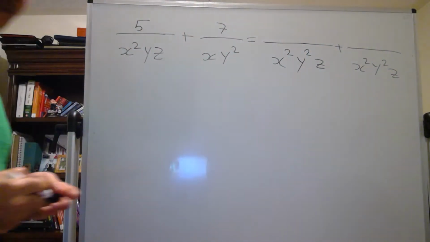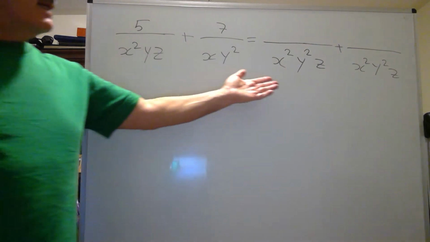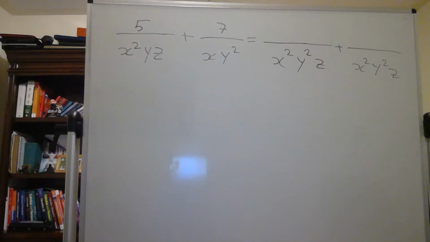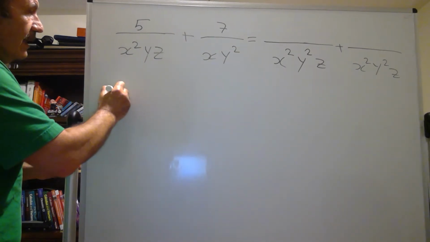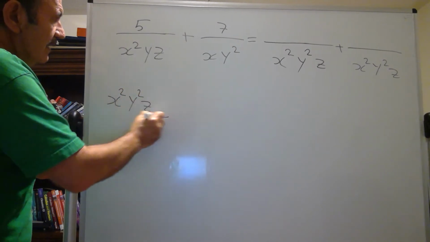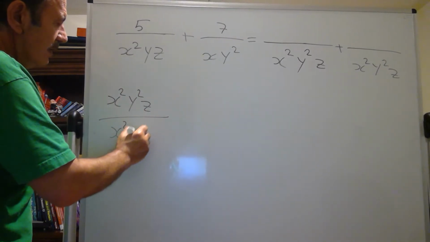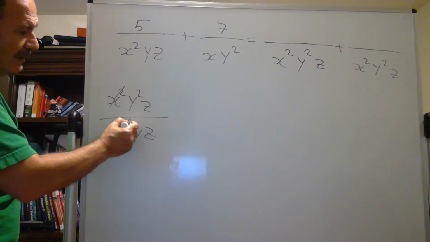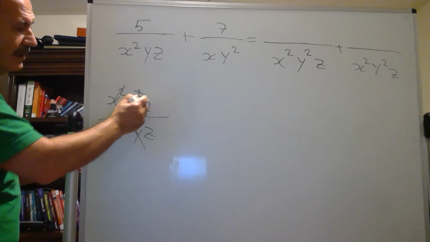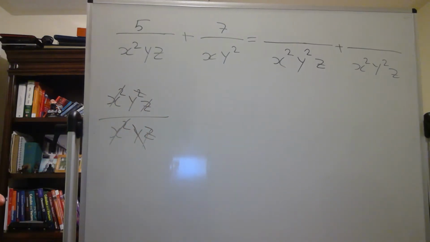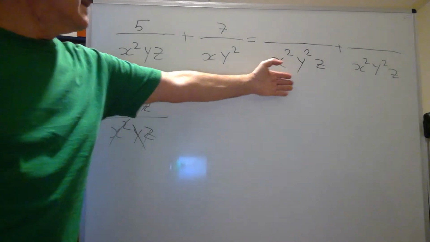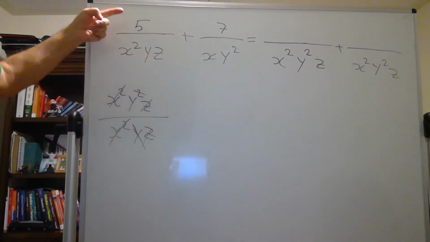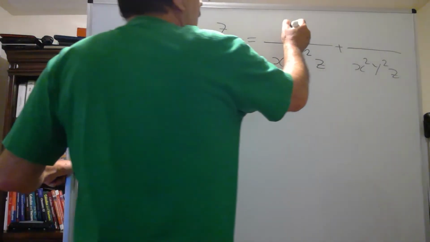Now same as the simple one that we already did. X squared y squared z divided by x squared y z. If it's hard to calculate, just write in this format. Then this x squared and this x squared cancel each other. This y by these two cancel each other. This z and this z cancel each other. So x squared y squared z divided by x squared y z is gonna be y. Y times 5 is gonna be 5y.